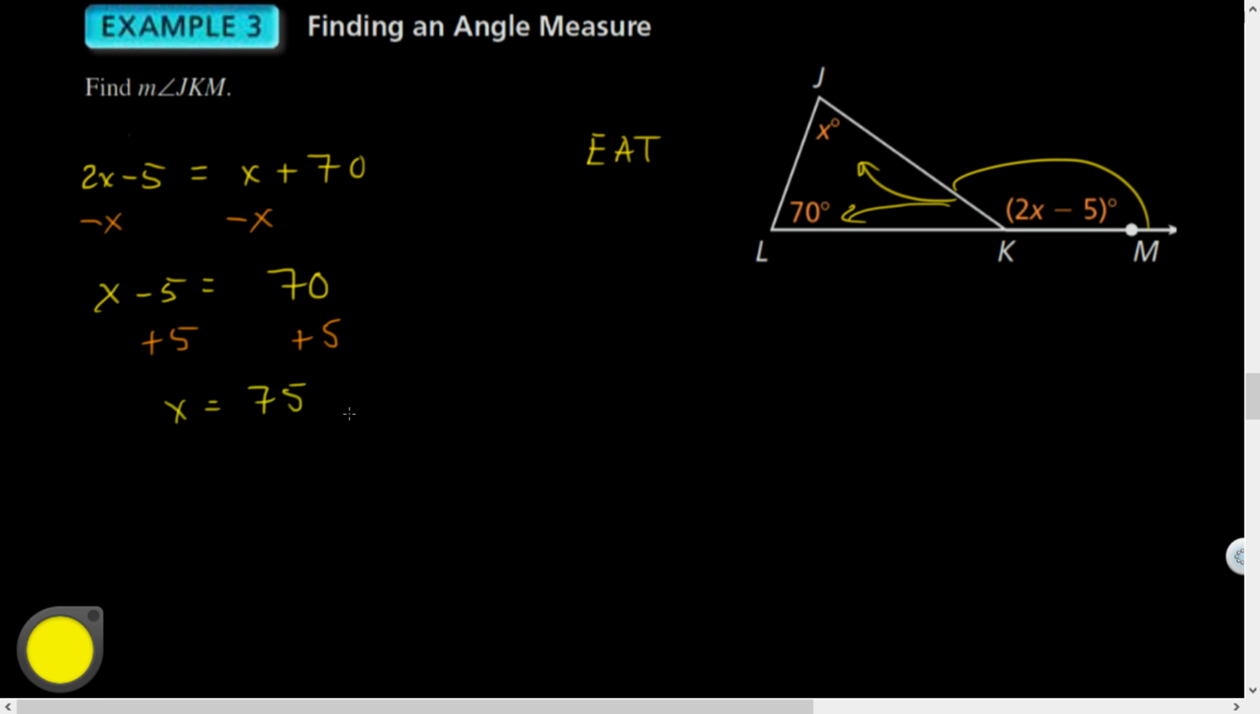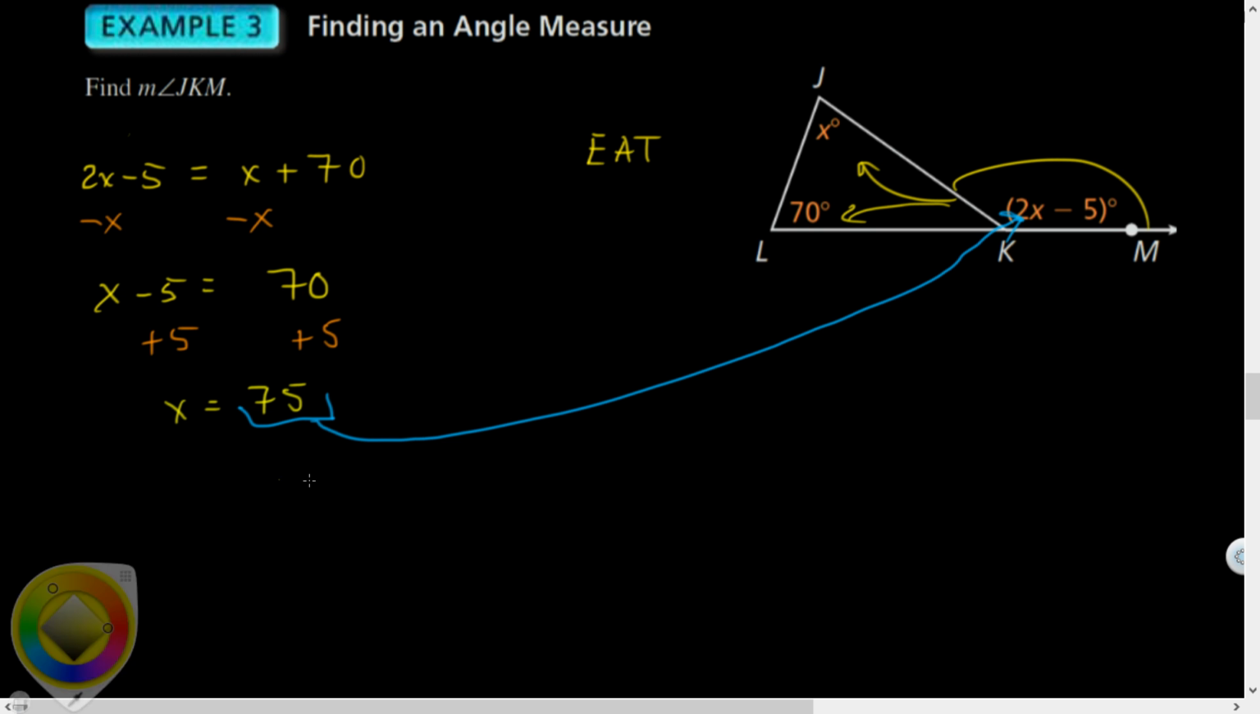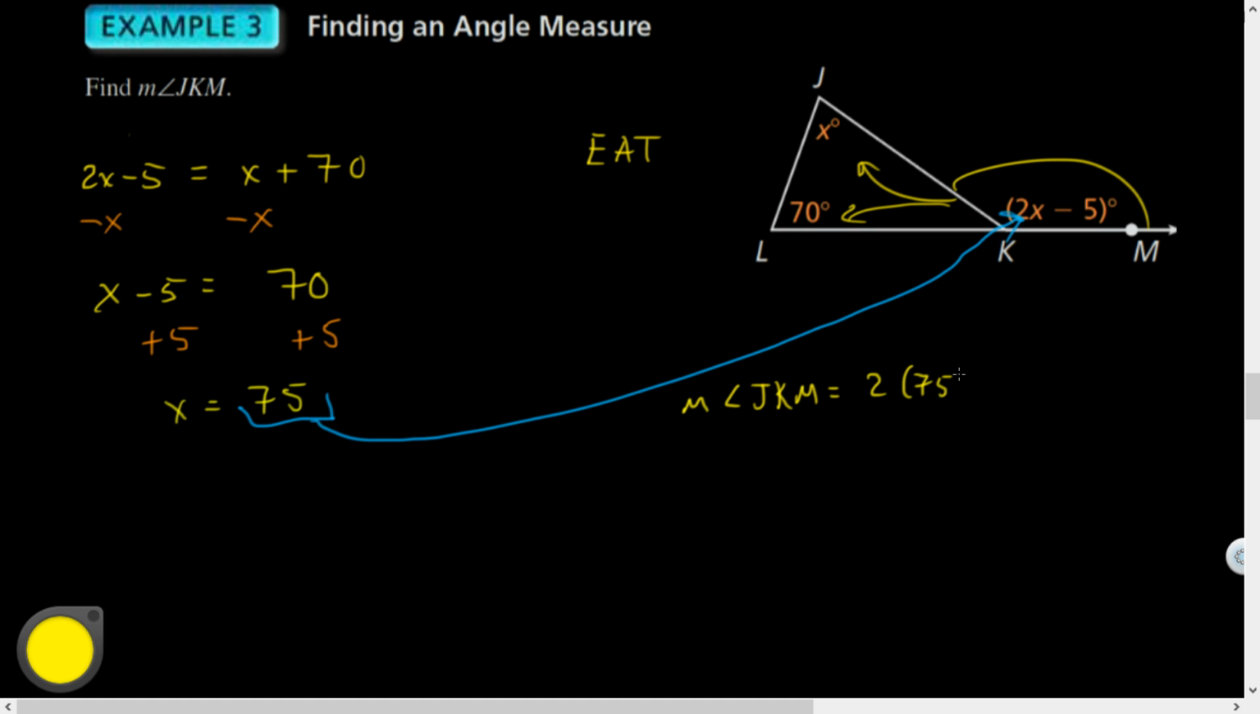X equals 75. But I want to point out 75 is not the measure of JKM. That's the value of x. So what I need to do is plug that in for x to find the measure of JKM. So the measure of angle JKM is going to equal 2 times 75 minus 5. 2 times 75 is 150, so it looks like 145 degrees is the measure of JKM.